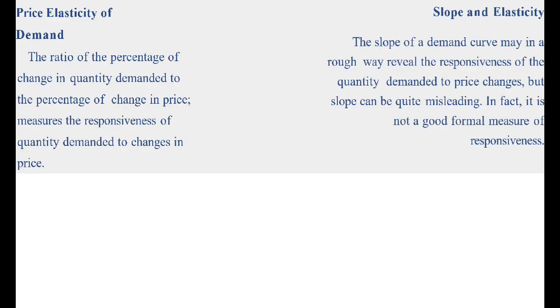Price elasticity of demand. The ratio of the percentage change in quantity demanded to the percentage change in price measures the responsiveness of quantity demanded to changes in price. Slope and elasticity. The slope of a demand curve may in a rough way reveal the responsiveness of the quantity demanded to price changes, but slopes can be quite misleading. In fact, it is not a good formal measure of responsiveness.